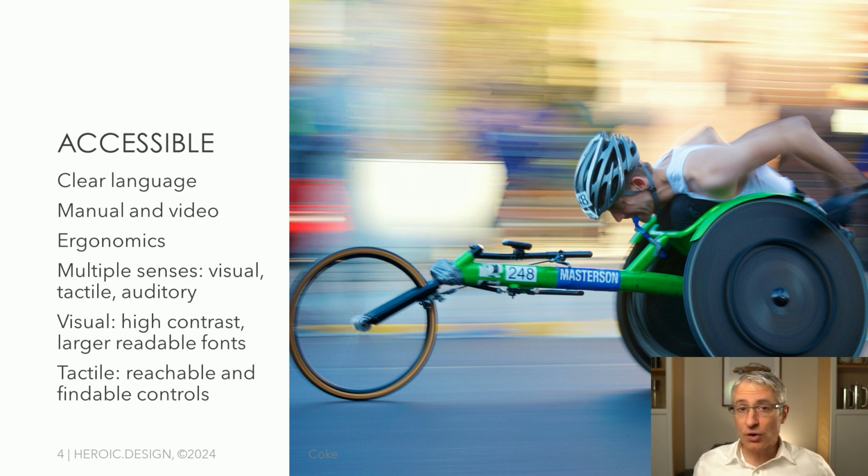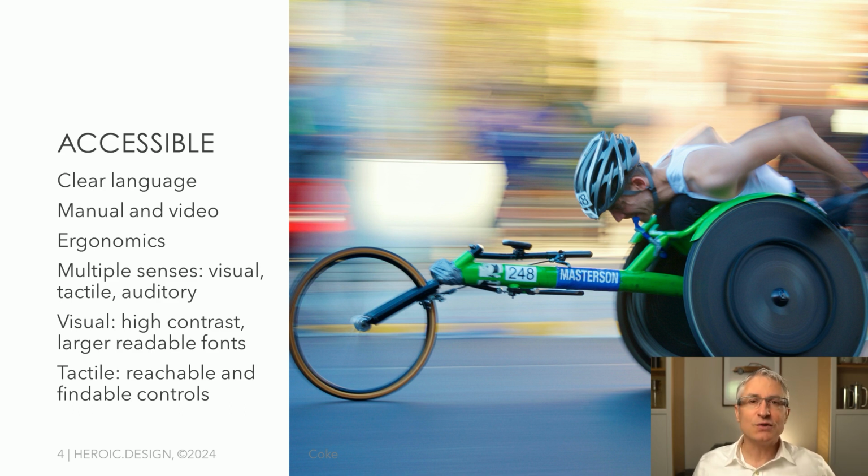Accessible. We all have a wide range of abilities. Some of us have better working memory, and some of us have better muscle memory. Our goal is to serve as wide an audience as possible. We want to include people. The methods to improve accessibility depend on whether your design is a device, software, or a process. But a few principles work for all of them.